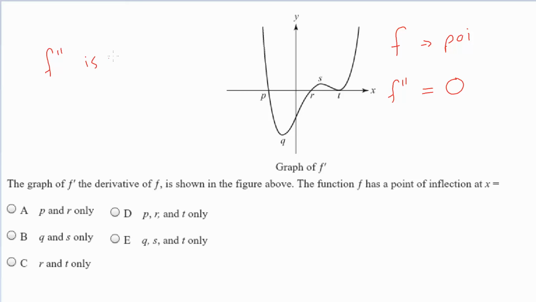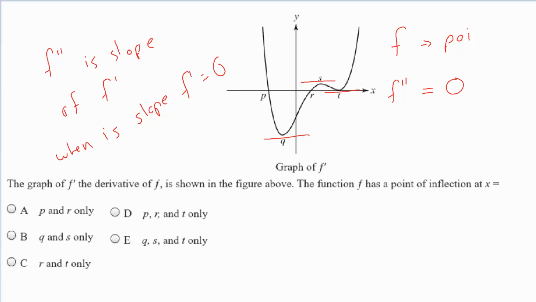f double prime is the slope of f prime. So we're looking for when the slope of f prime is equal to 0. And that happens here, here, and here. And it's really that straightforward.